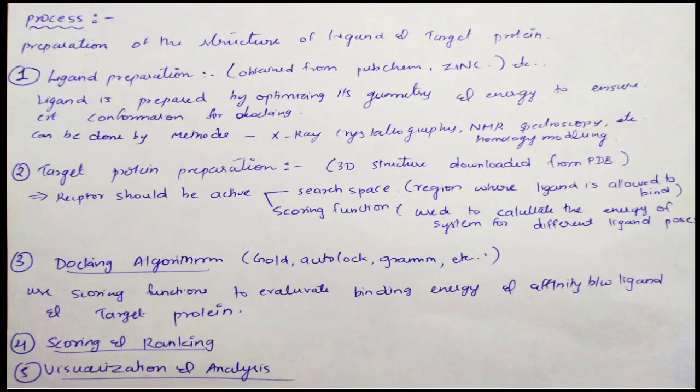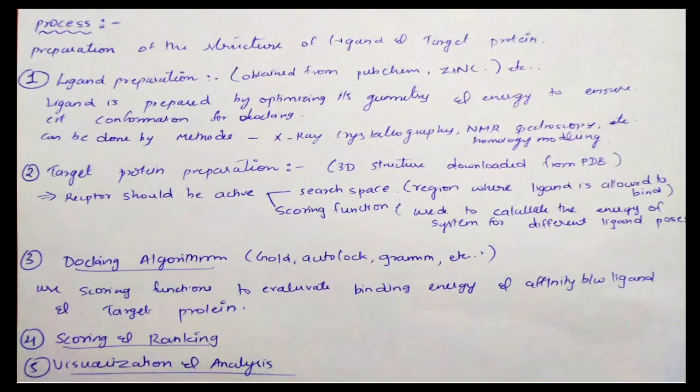Further proceeding to its process, we have five major steps. That is the preparation of the structure of the ligand and target protein. The first step involves ligand preparation. The second step is target protein preparation. Third is the docking algorithm, fourth is scoring and ranking, and fifth is visualization and analysis. Now, let us look at each of these steps one by one.